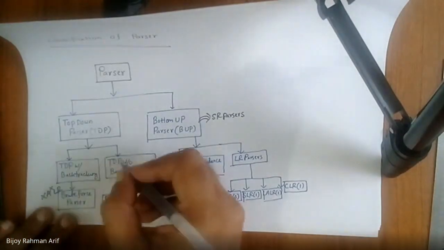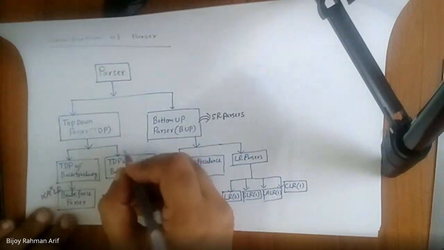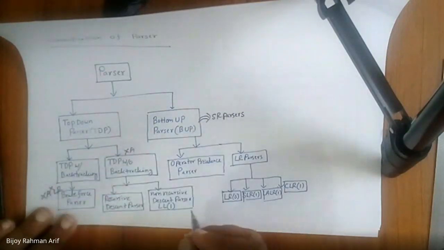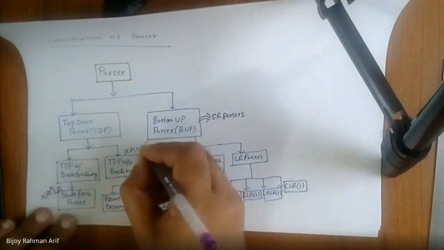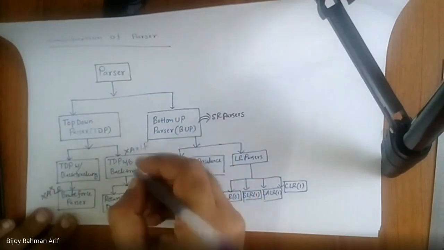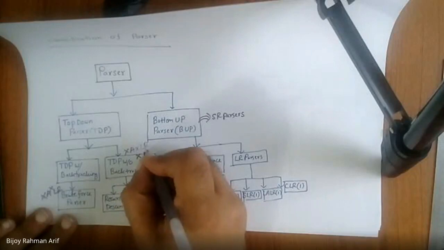Okay, now let's go over here. Both of these parsers, that means top-down parser without backtracking. It cannot use any ambiguous grammar. It cannot use any left recursive grammar. And it cannot use any what? Non-deterministic grammar.